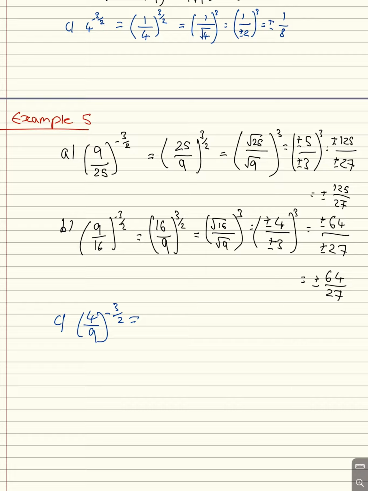Okay. So we're taking the reciprocal of 4/9, which is 9/4, and we put this to the power of 3 over 2. So we're getting rid of the negative power. Taking the square root of 9 and the square root of 4, make sure we put it all back to the power of 3. Square root of 9 is plus or minus 3, and the square root of 4 is plus or minus 2. And we put that all to the power of 3.